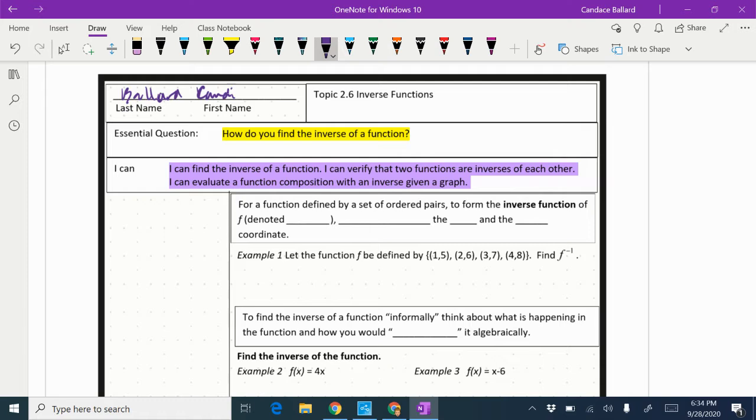So for a function defined by a set of ordered pairs to form the inverse function of f, we have a special notation for that. We write it as f to the -1, but we read that as f inverse. Typically it's f inverse of x. And what we're going to do is switch the x and the y coordinate.